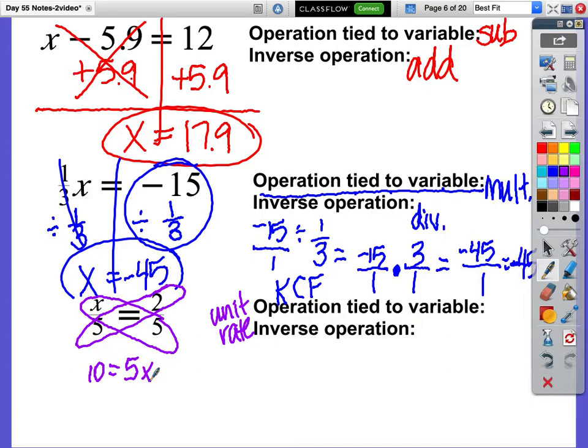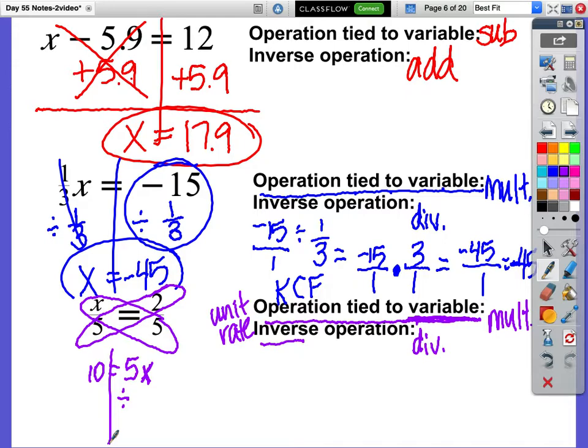Now, at this point, what operation is tied to the variable? So our variable is x, and there's a 5 in front of it. We know that means multiplication is going on. So the inverse of that, to be able to solve it, is division. So I'm not dividing by 10. Just because 10 is on the left side of my equation, that's not important. Remember, you're going to the variable side first, which in this case is the right side.